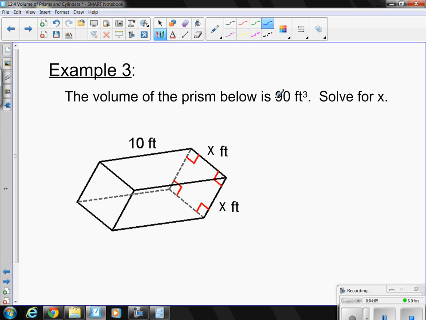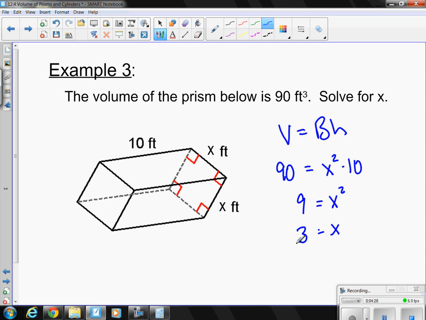Now, given a volume equals the base area times the height, we're going to solve for x. So the volume's 90. The base area is x times x, or x squared, times the height 10. x squared, divide both sides by 10, equals 9. So x has to equal 3. We're going to throw out -3 as a possible solution because it's a length here.